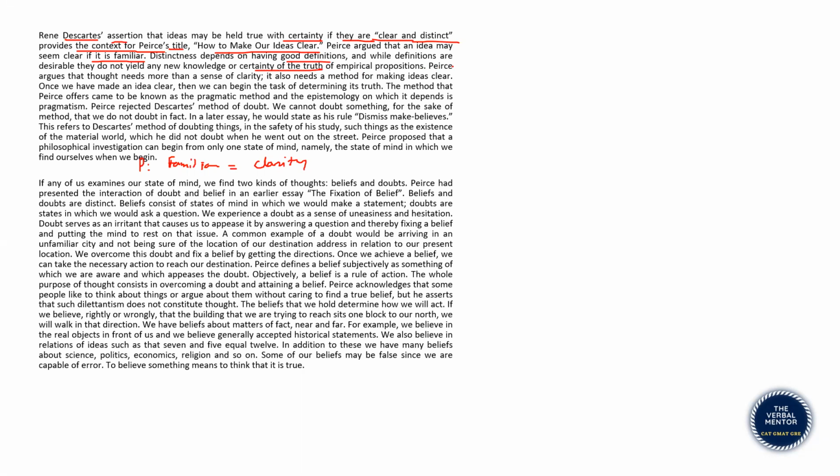All right. It's going to be a complicated passage. Peirce argues that thought needs more than a sense of clarity. It also needs a method for making ideas clear. Once we have made an idea clear, then we can begin the task of determining its truth. So first, clarity, then determination of truth. Okay, fine. The method that Peirce offers came to be known as a pragmatic method, and in epistemology, pragmatism.